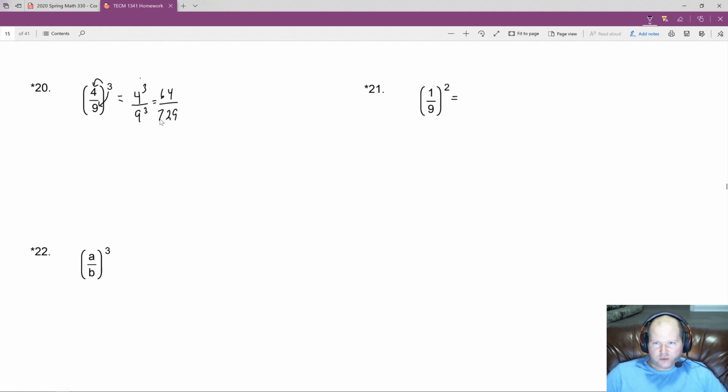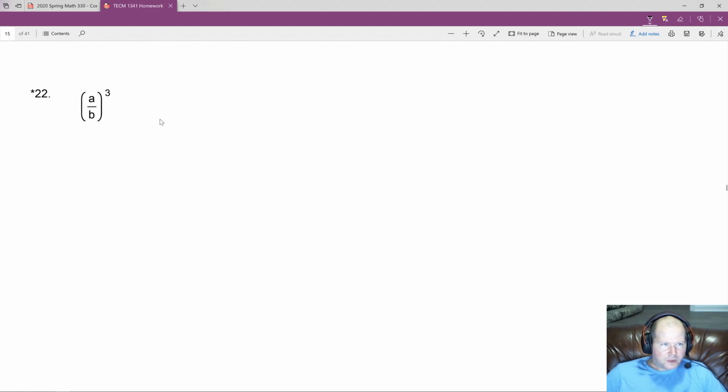Next, we're going to move on to 1/9 to the 2nd power. The whole fraction is in parentheses, so we end up with 1 to the 2nd power over 9 to the 2nd power. Now, 1 squared is 1, and 9 squared is 81, and that does not simplify, so we're done with that one. The next one is a over b to the 3rd power. Since the fraction is in parentheses, we're going to bring both the a to the 3rd power and the b to the 3rd power. So we end up with a to the 3rd power over b to the 3rd power.